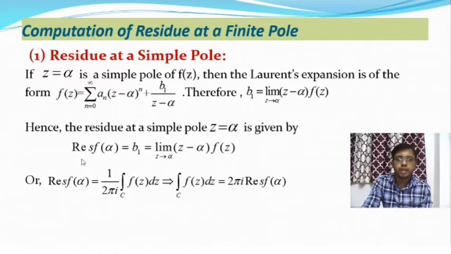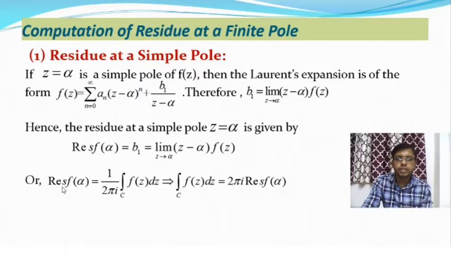It is denoted by Res f(α) = b1, where b1 is the coefficient of 1 by (z − α), and is equal to the limit as z tends to α of (z − α) into f(z). So this is the mathematical expression for the residue at a simple pole.